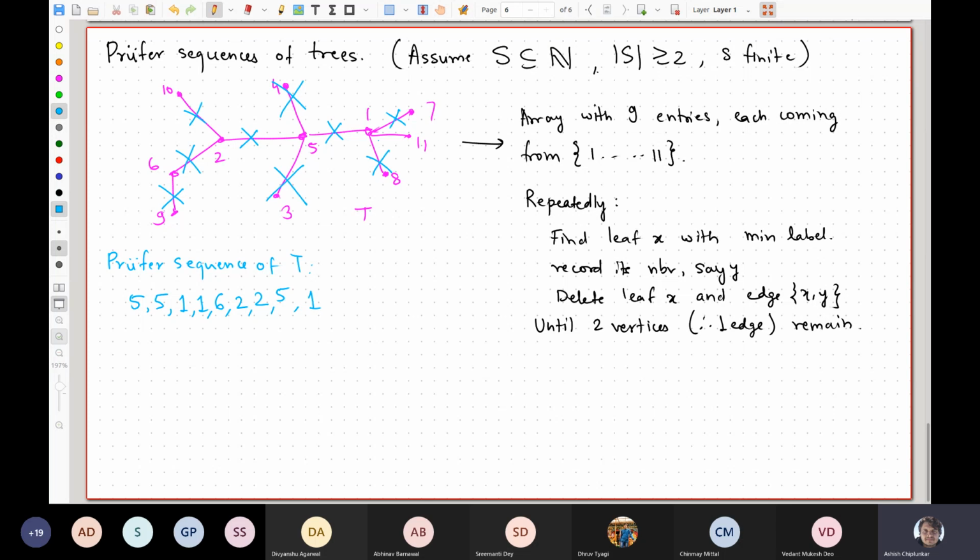It amounts to proving that, given a sequence of length |S| minus 2 with elements coming from S, first of all, it should have a pre-image, and secondly, it has a unique pre-image. So this function mapping a tree to a Prüfer sequence: first, we want to prove that it's a surjection, which means that every sequence has a pre-image. And then we want to prove that it's also an injection, which amounts to saying that you cannot have two trees with the same Prüfer sequence. So for every sequence, there exists a unique tree whose Prüfer sequence is the given sequence.